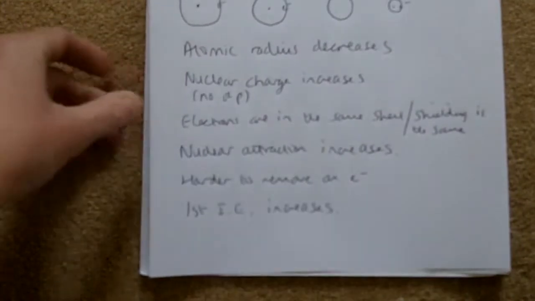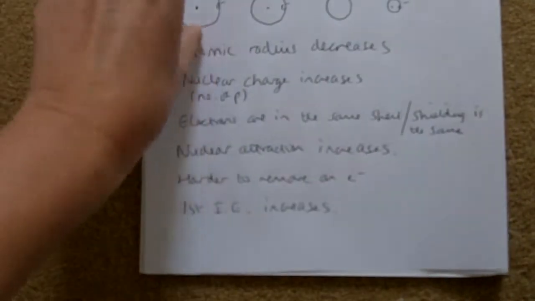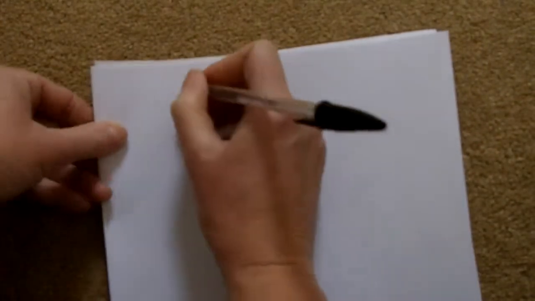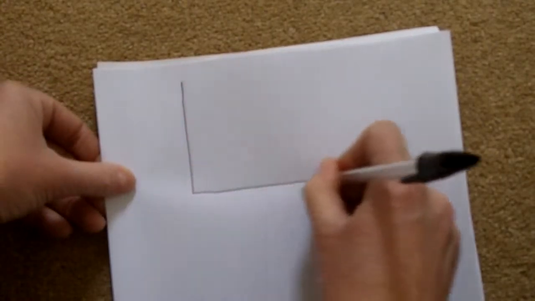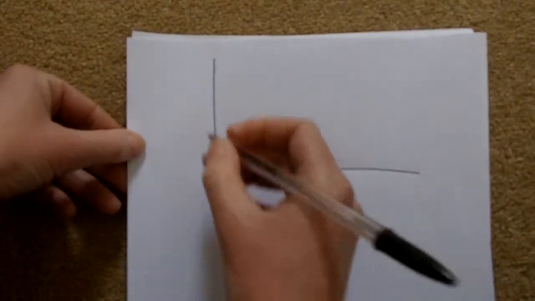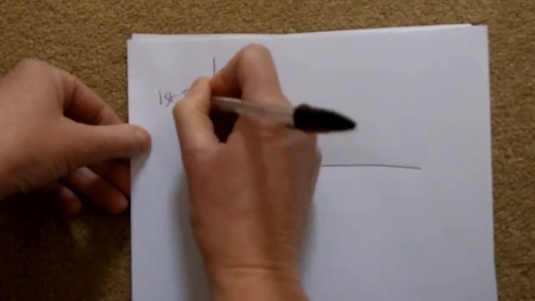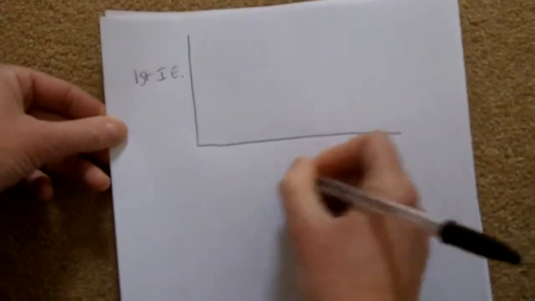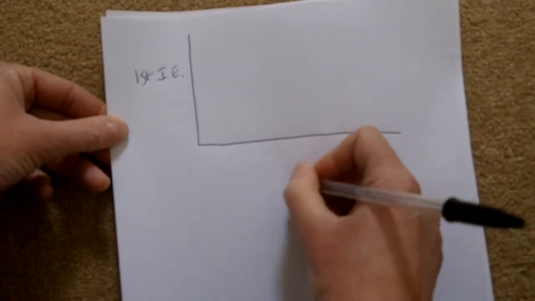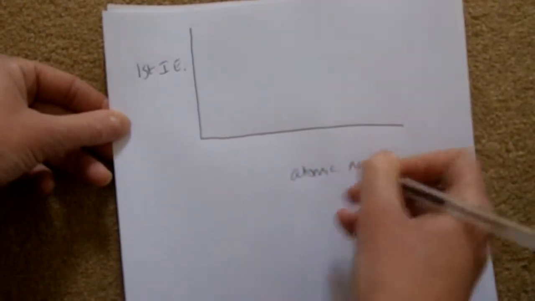So that's the trends in the periodic table. If we look at it a bit closer, let's sketch it out. Let's take period 2. We'll sketch out period 2 to see the trend, and there's a similar trend in period 3, but we'll just sketch period 2. We're looking at the first ionization energy here, and the atomic number as we go across the period.